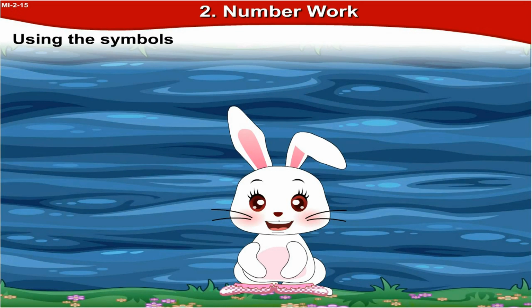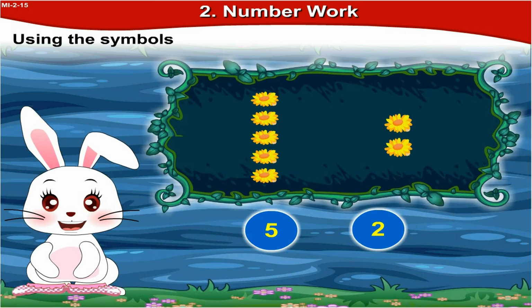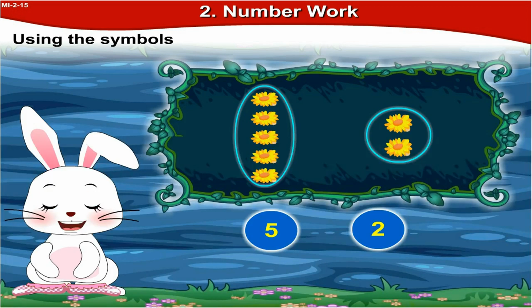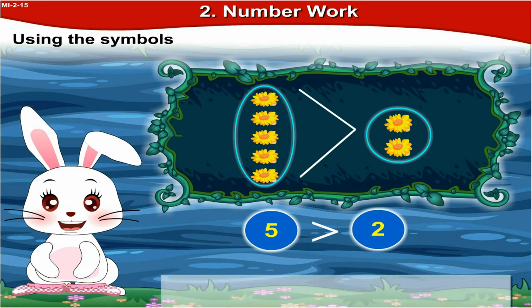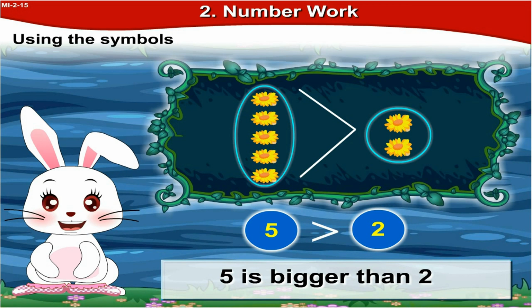Using the symbols. Now we've already understood the concept of bigger number and smaller number. We can actually represent that by using symbols. Let's see an example. Now we have numbers 5 and 2. You know that 5 is definitely bigger than 2, so you can write it as 5, symbol of bigger or greater than 2. And we read it as 5 is bigger than 2.